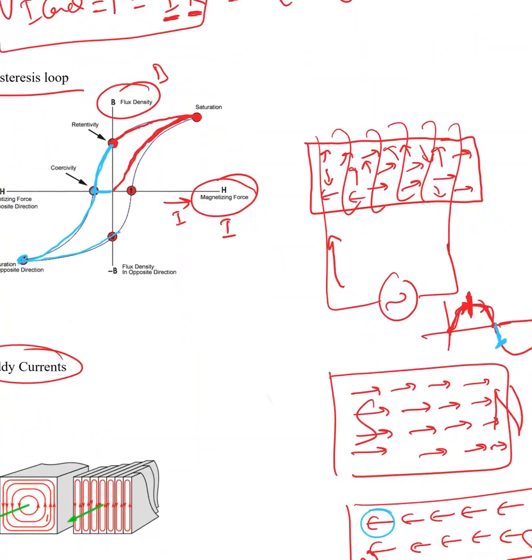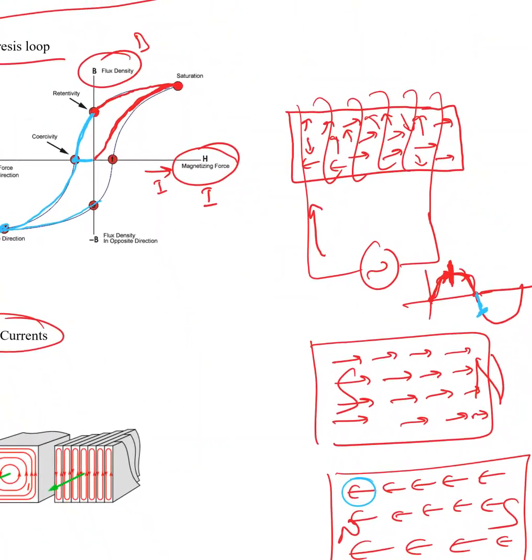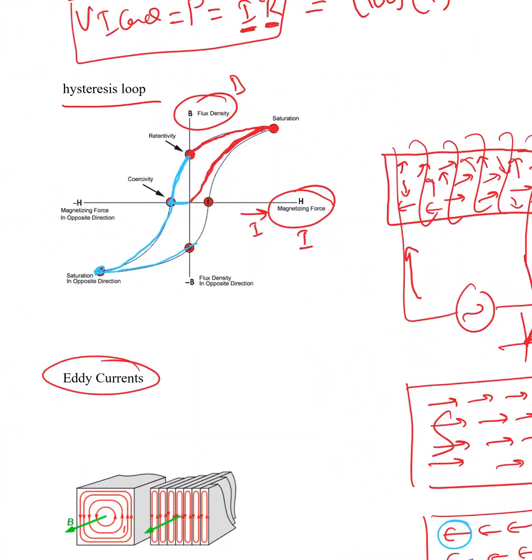During this process there is friction. Those frictional losses are called hysteresis losses. We represent those hysteresis losses using the hysteresis loop, or BI curve.